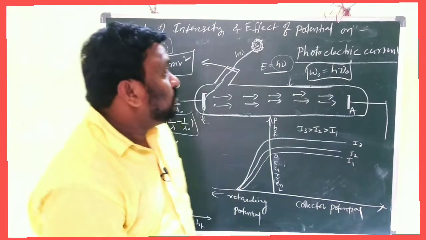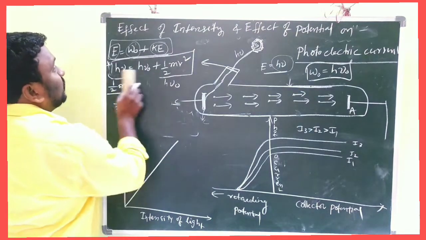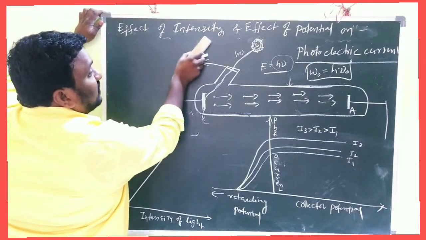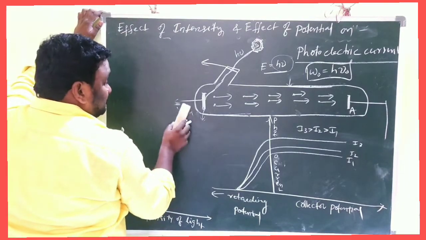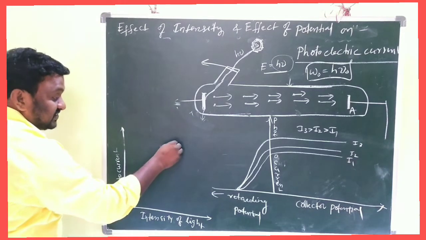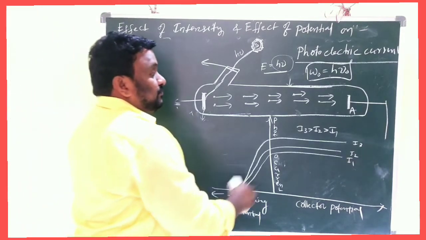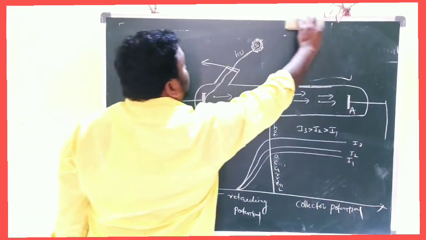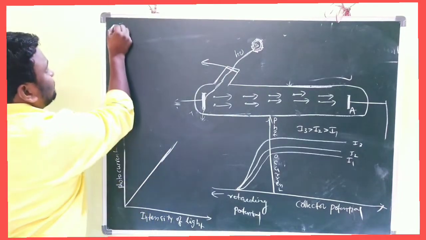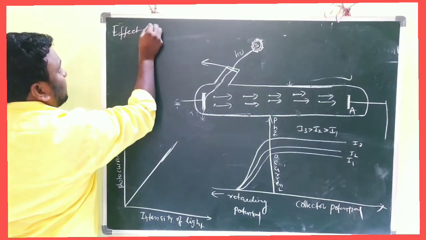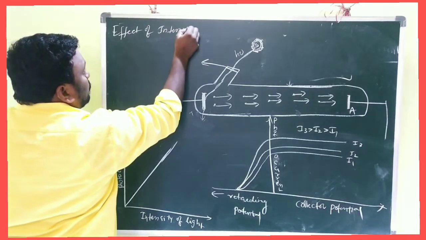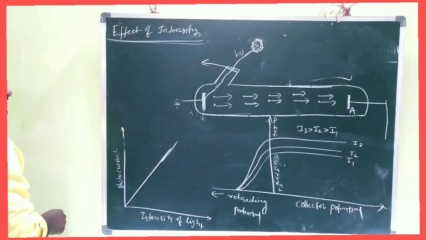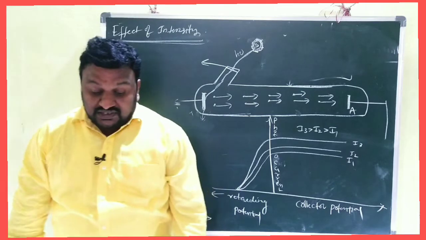Okay children, now we will discuss the effect of intensity and the effect of potential on photoelectric current. First thing is the effect of intensity. Children, the effect of intensity is very important for 4 marks. At the same time, an 8 marks question is also there on the same topic. Clear?